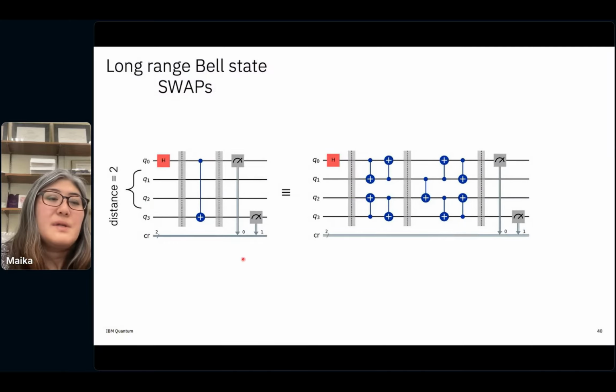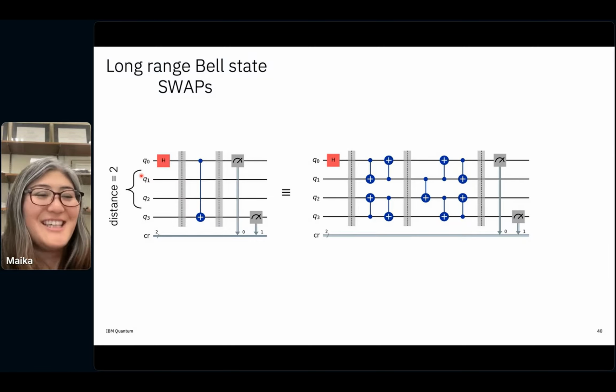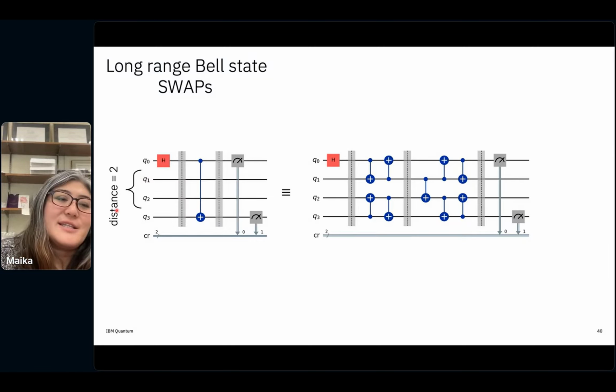Okay, so let's generate a Bell pair across a long distance. Imagine that you don't have direct CNOT access on this device. If it's a linear, nearest neighbor, limited connectivity device, and in these examples, I'm going to refer to distance as how many qubits you have in between the control and the target qubit. So this example would have distance 2. And this Bell pair, you could use swap gates to prepare.